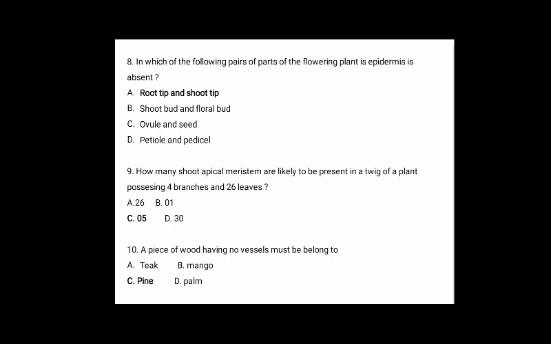Then last question: a piece of wood having no vessels must belong to. If vessels are absent, that must be gymnosperm. So the option is option C, pine.